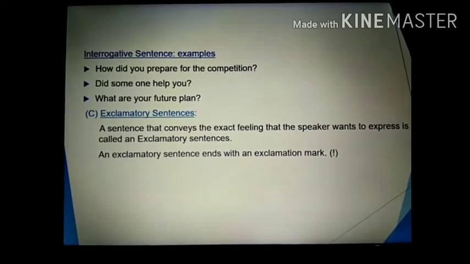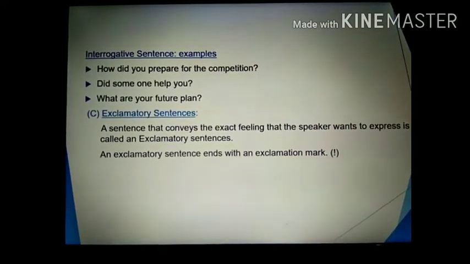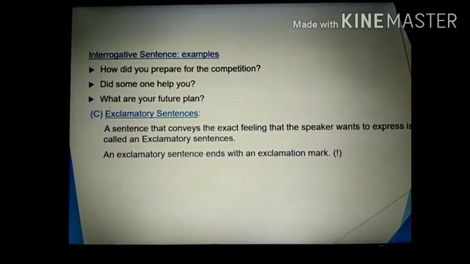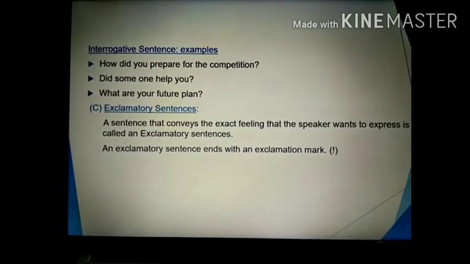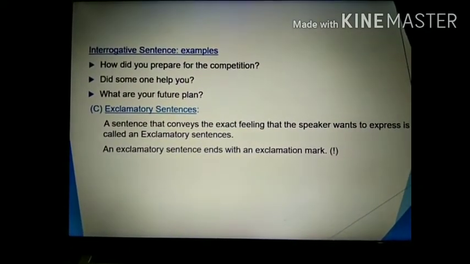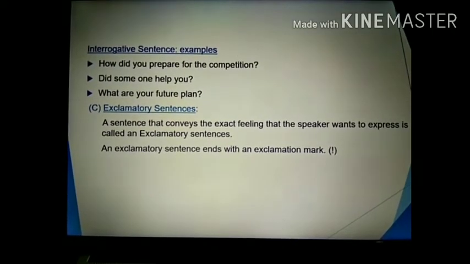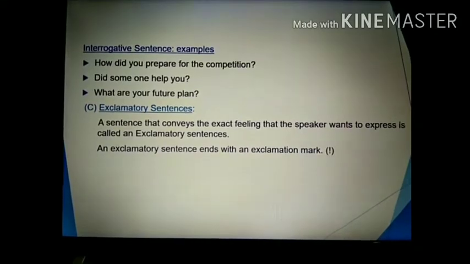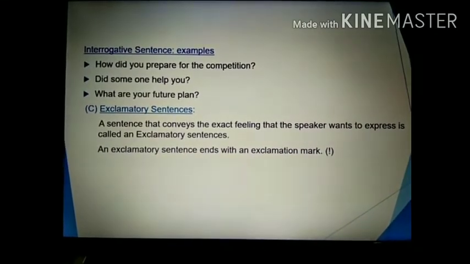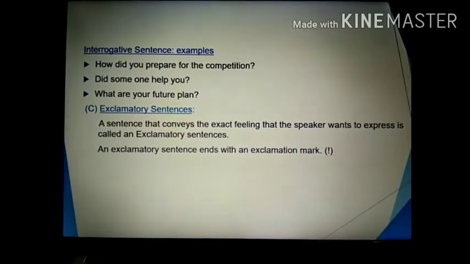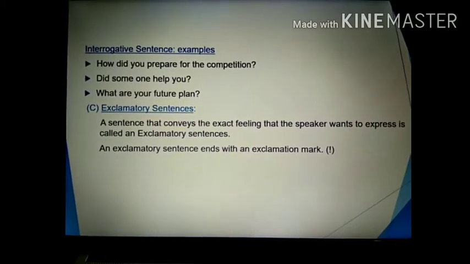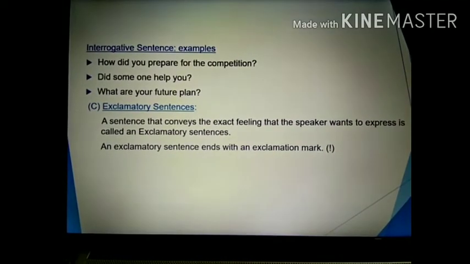What does it mean? It means that it shows what the speaker is feeling, whether he is feeling sad, happy, etc. These kinds of sentences need to be considered as exclamatory sentences. And never forget, students, an exclamatory sentence ends with an exclamation mark.